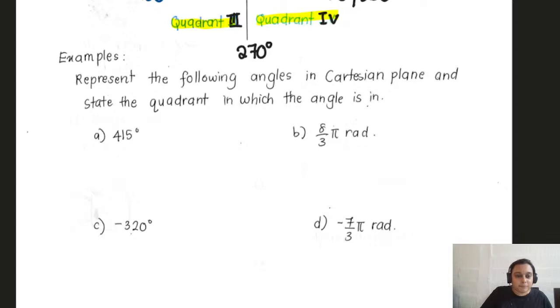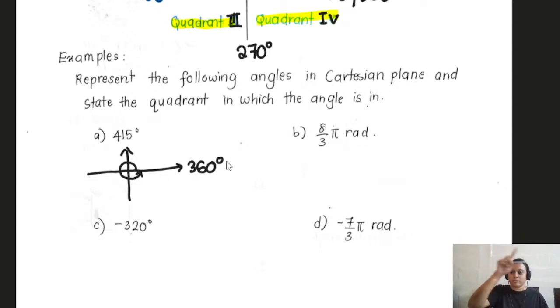So, let's start with the first one. 415. The entire graph, okay. If teacher do the full cycle, the whole thing is already 360, isn't it? One full cycle. Satu kitaran penuh 360. But here, kita nak 415. So what you must do?